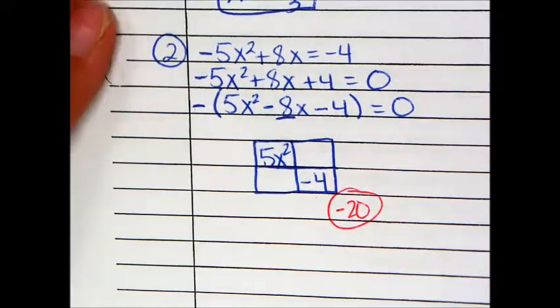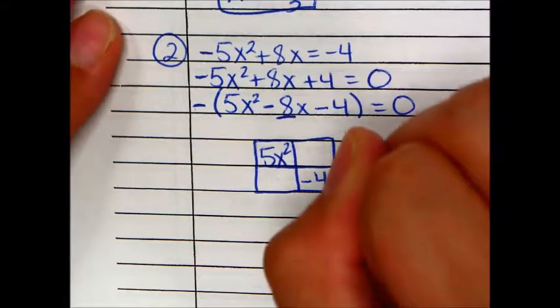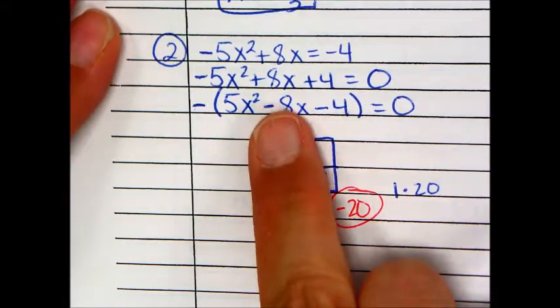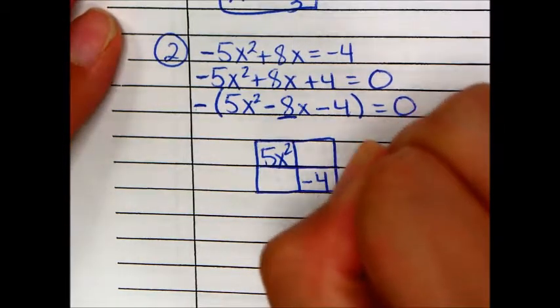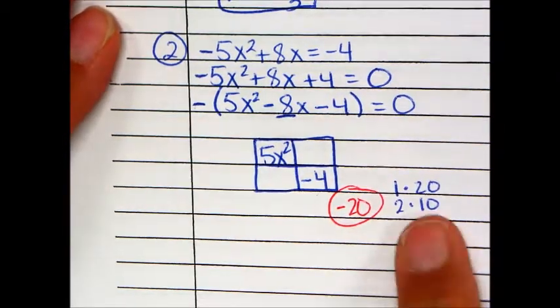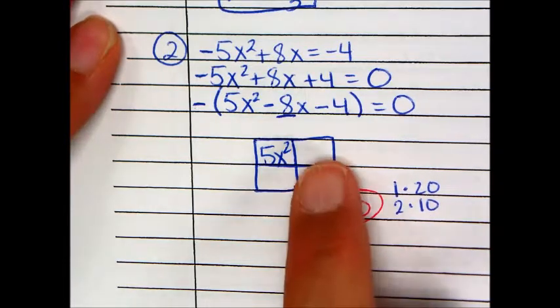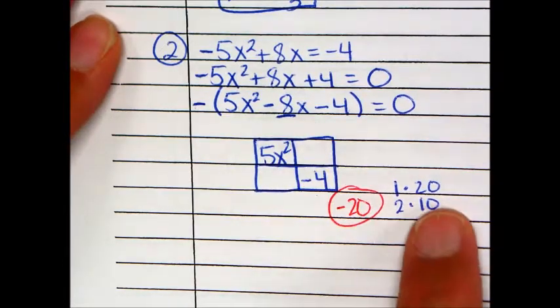And remember that if you find yourself getting stuck, just start writing down. Well, you could do 1 times 20. Is there any way you can get an 8 out of that? No. You could do 2 times 10, right? Okay, so look, 2 times 10. If you wanted to get negative 8, you would need to make the 10 a negative.